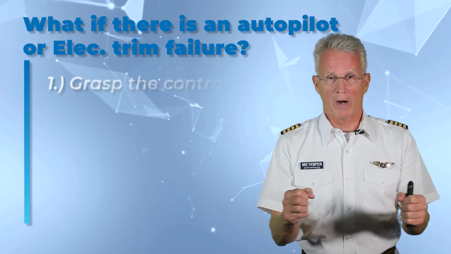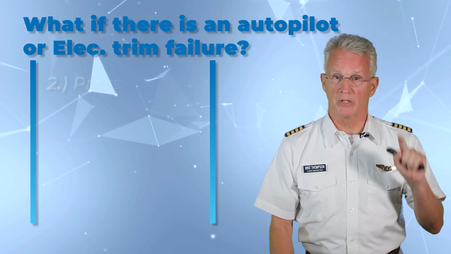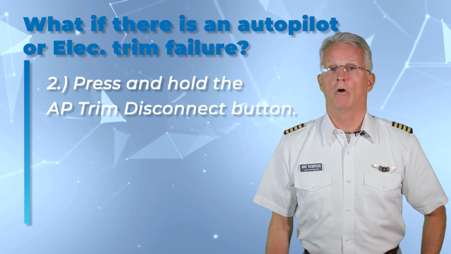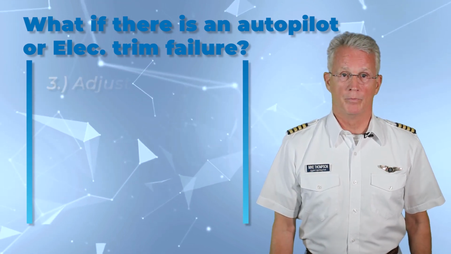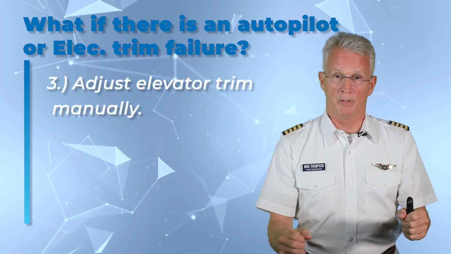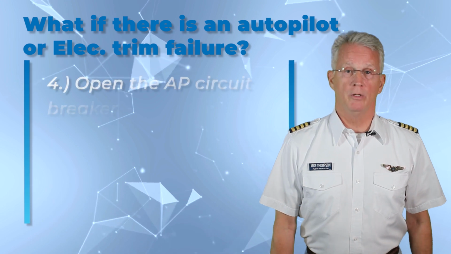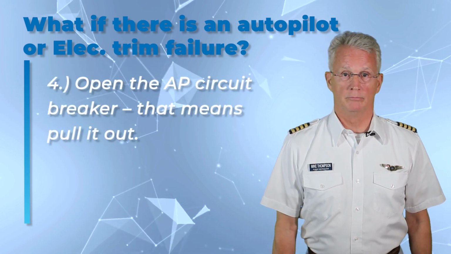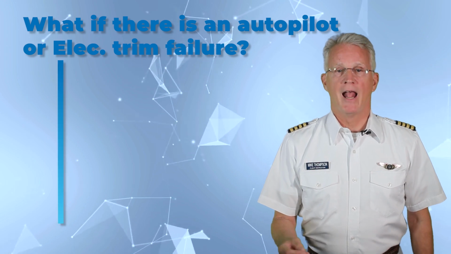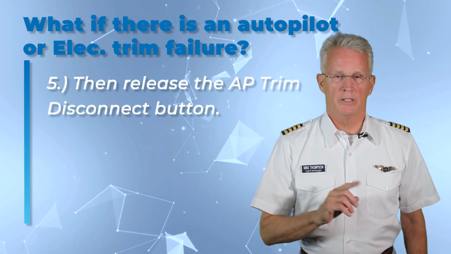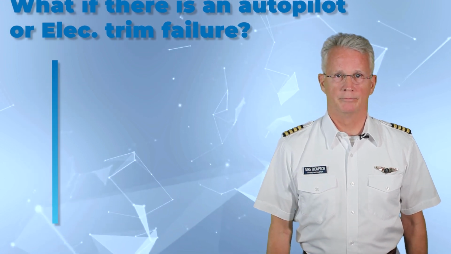Number 1, grasp the control wheel firmly. Number 2, press and hold the autopilot trim disconnect button. Number 3, adjust the elevator trim manually. Number 4, open the autopilot circuit breaker. That means pull it out. And number 5, then release the autopilot trim disconnect button.